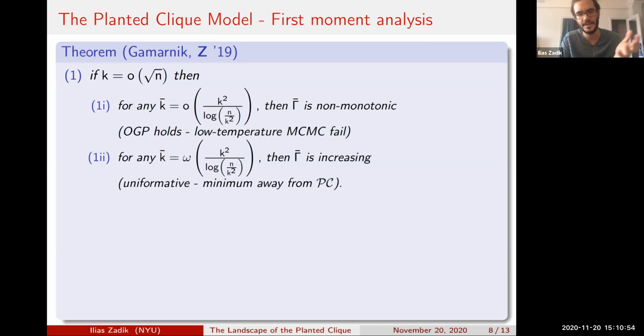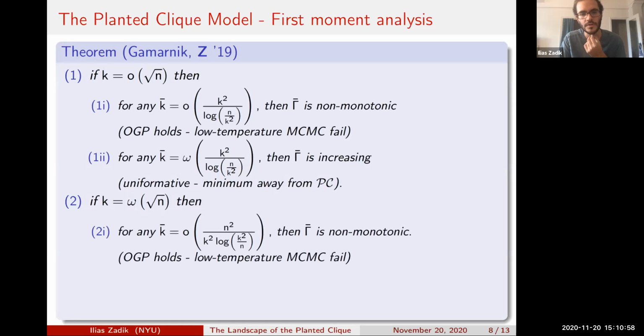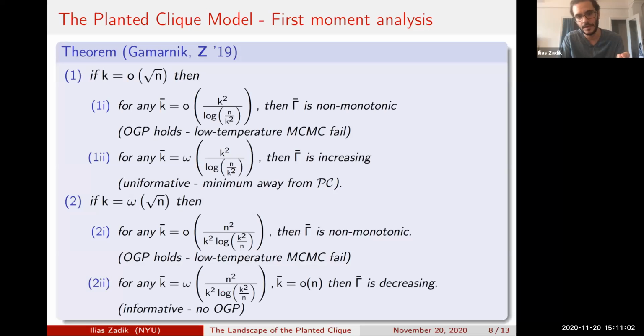So there are only bad scenarios, if you want, in the one case. But in the other case, if k is bigger than square root 10, then if k bar is small, you are non-monotonic again, and you have the overlap property. But if k bar is bigger than this and smaller than a threshold, there's a sweet spot above the square root 10 where the function is actually decreasing, which is the good case because you have no overlap property and you're uniform. Of course, that can be confusing.